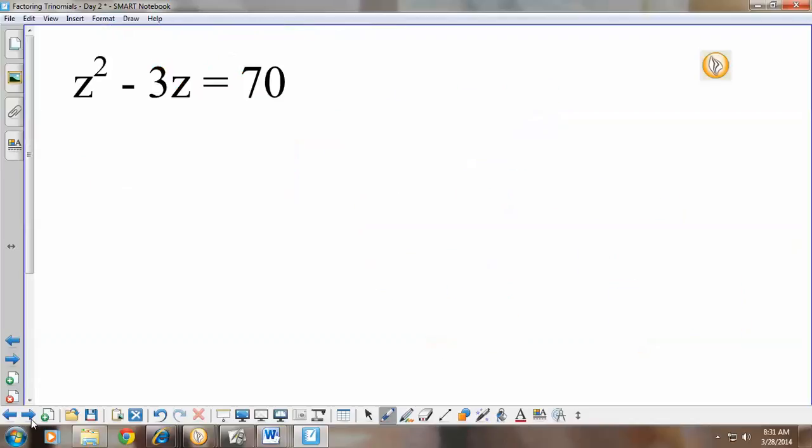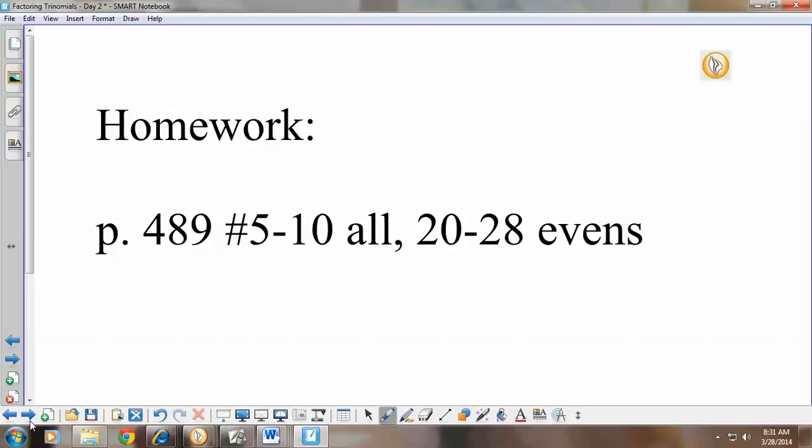Let's see what else I got going here. Okay. I'm going to stop here, so I want you guys to get a good jump on this. Hopefully get all your homework done until the weekend. That would be great, wouldn't it? I have some problems for you to practice factoring trinomials. Remember, you're actually solving if it has an equal sign. The directions will tell you also to solve the quadratic equations. So there's a couple of things you're looking for, that equal sign and the directions to tell you the method. Your homework is on page 489. We're going to do 5 through 10 all and 20 to 28 evens.